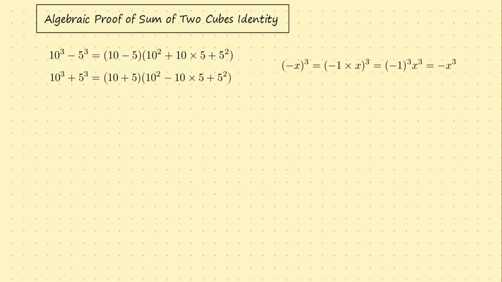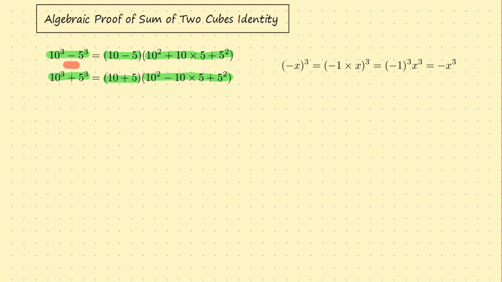We'll now prove the sum of two cubes identity, and in fact we'll derive it from the difference of two cubes identity. We saw earlier that 10 cubed minus 5 cubed can be expanded as 10 minus 5 times 10 squared plus 10 times 5 plus 5 squared, and 10 cubed plus 5 cubed can be expanded as 10 plus 5 times 10 squared minus 10 times 5 plus 5 squared. Now these look very similar, and in fact they differ only by a few sign changes.